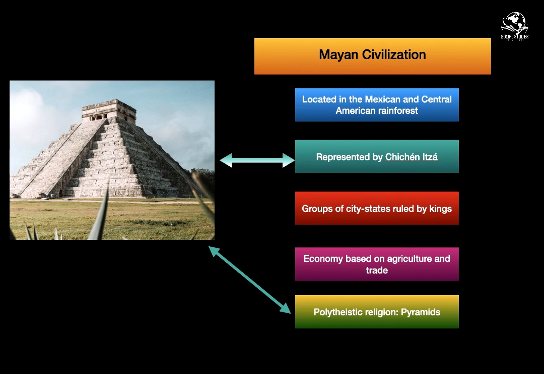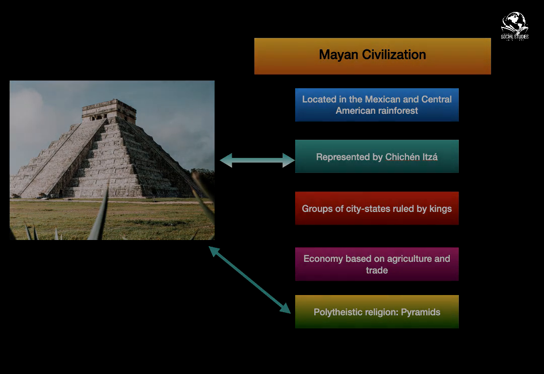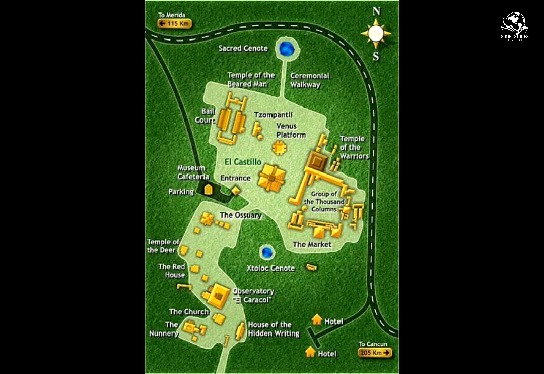The importance of pyramids is also shared with the Aztec, because that's something in the end you're going to need to be able to compare and contrast these civilizations. So what you're looking at here is a map of the archaeological site, which is Chichen Itza.